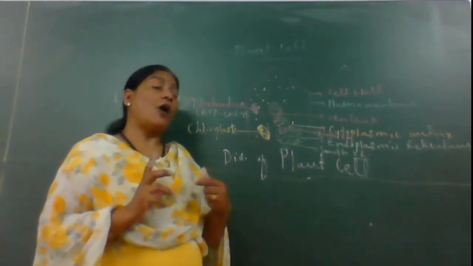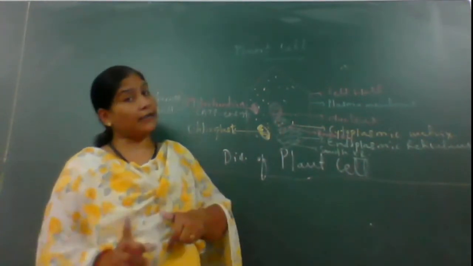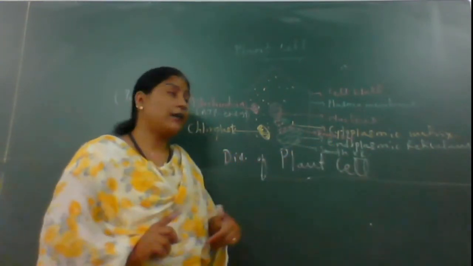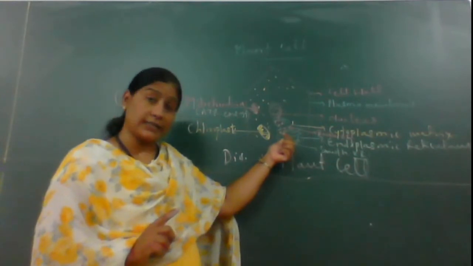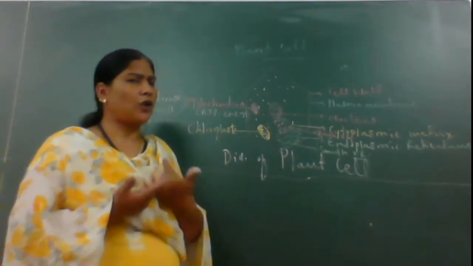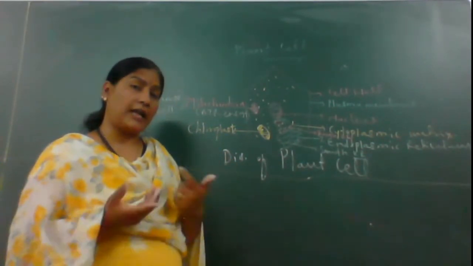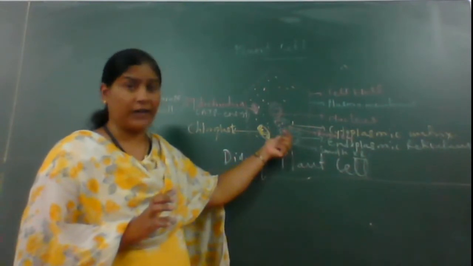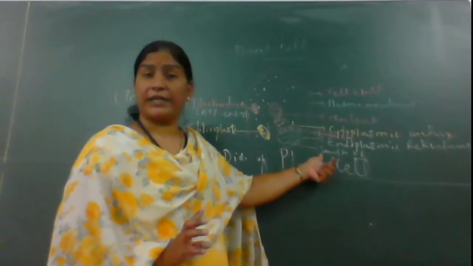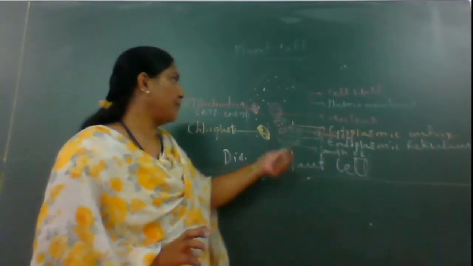That means when ribosomes are present on the endoplasmic reticulum, we call it the rough endoplasmic reticulum, and when there is an absence of ribosomes on the network, it appears very smooth, soft, and that's why we call it the smooth endoplasmic reticulum.